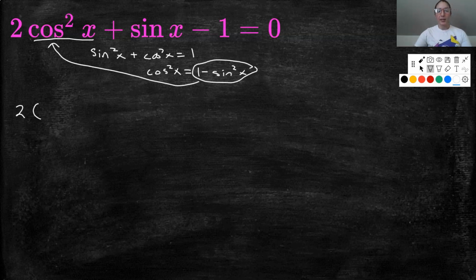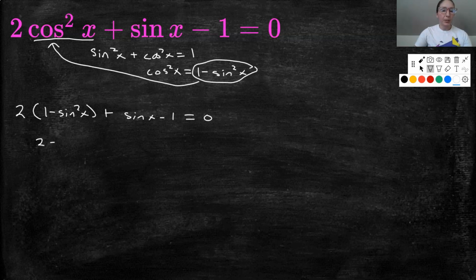So the 2 out front stays. 1 minus sine squared of x plus sine of x minus 1 equals 0. And now, through relating sine and cosine through the Pythagorean identity, I have transformed cosine squared into sine squared, and now I have an equation of just one trig function instead of 2. And so again, that's the strategy. How can we transform this equation into just one trig function?